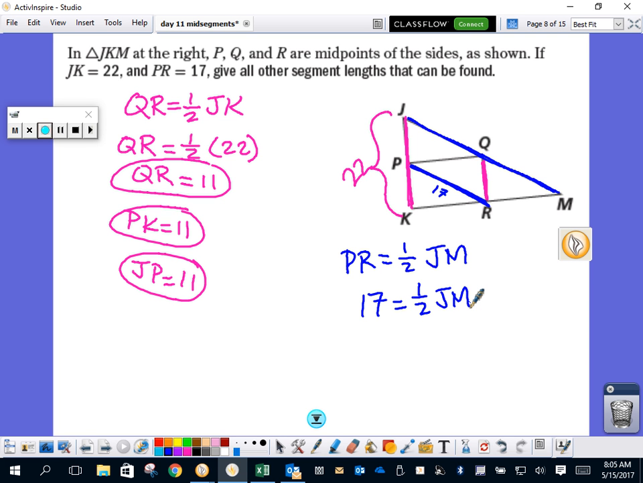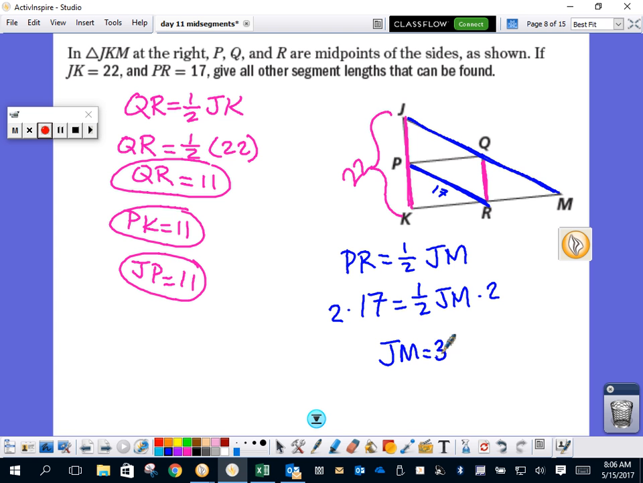What do you do to both sides? Okay. No. You're not multiplying by a half. You're getting rid of that half. What's 2 times 17? 34. So what's the length of JM?